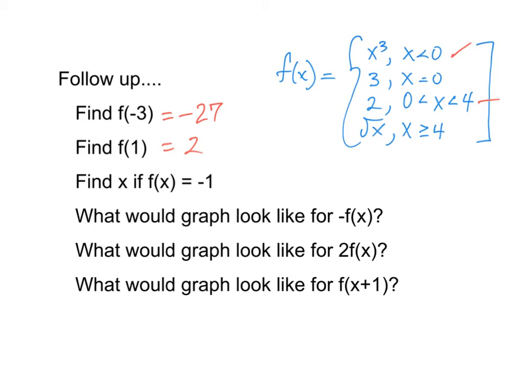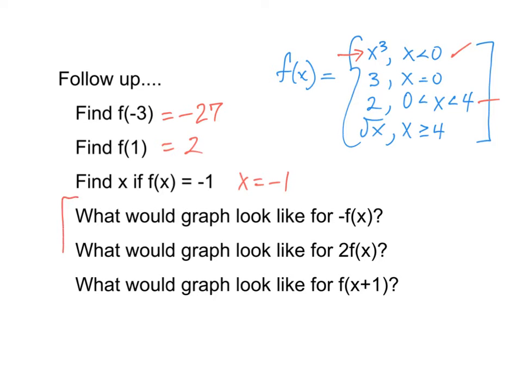The next one is a little bit harder. It says find x if the output is -1. So you can look back at your graph, or you can kind of just figure out when you'll get a -1. And the only answer is right in here. And x would be -1. And when you do -1 cubed, you get -1.